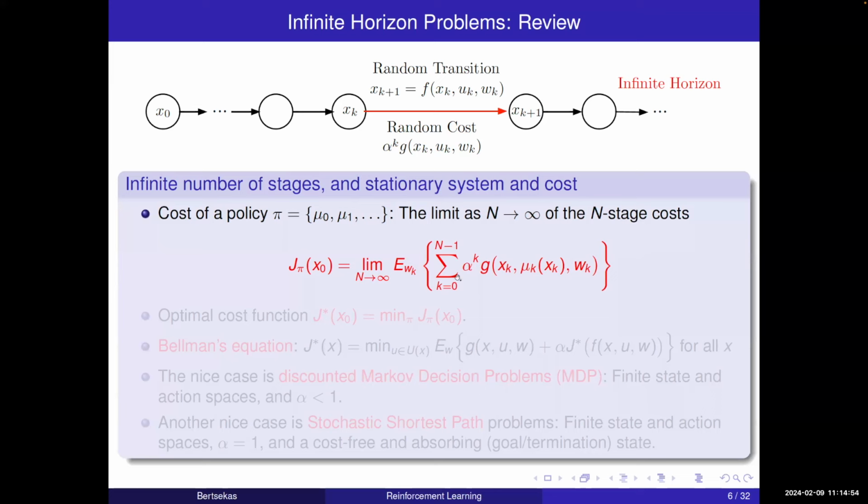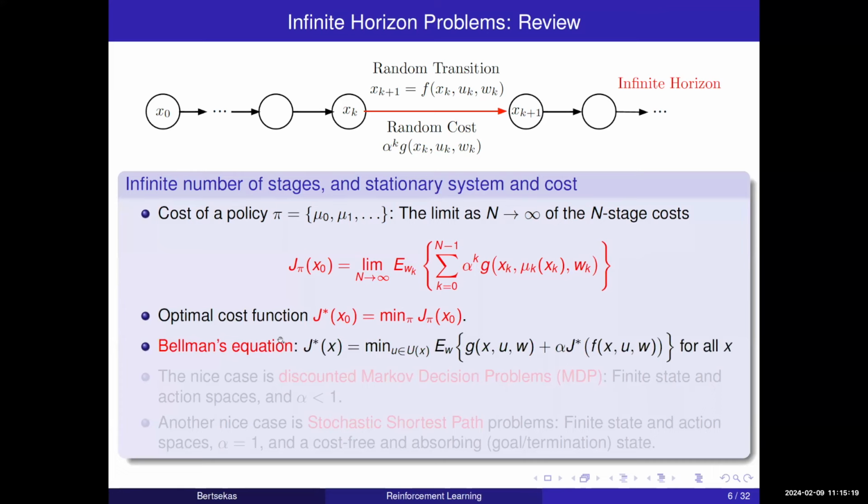It's a sum of n costs, but we take the limit as n approaches infinity. So this is the cost in the limit. I'll explain alpha later, but the optimal cost function J star of X zero is obtained by looking over all policies and obtaining the minimum. And the Bellman equation is given by this.